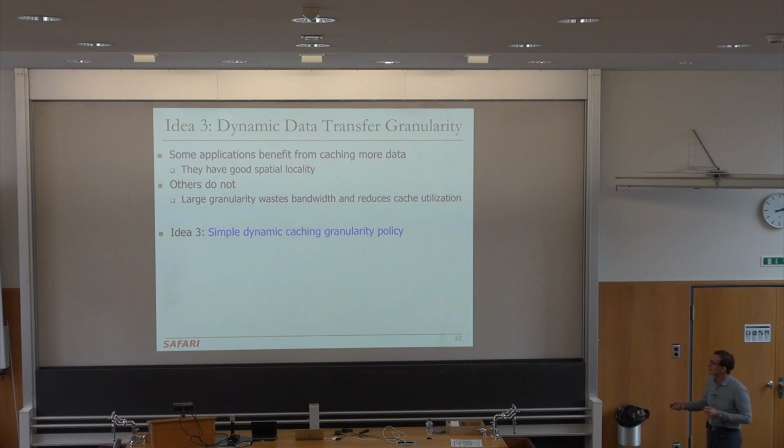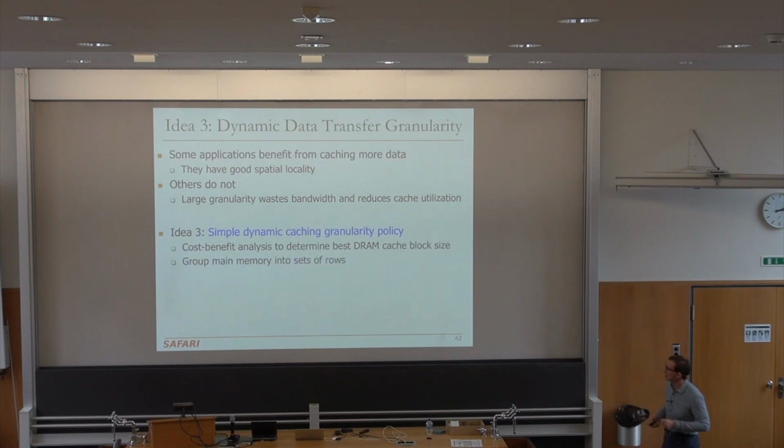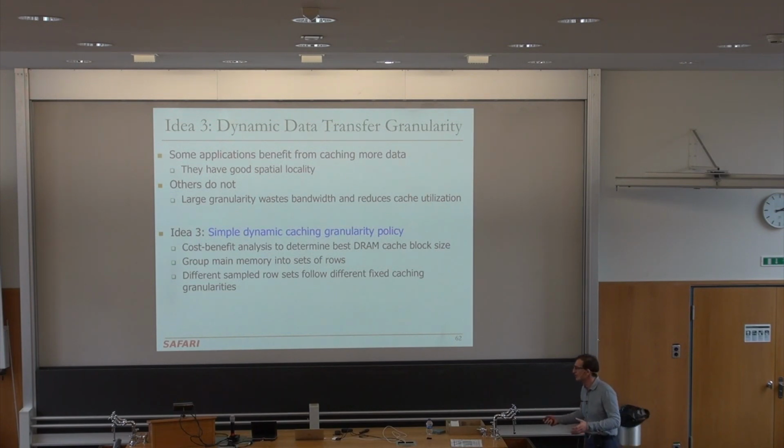So basically, this third idea is to have a simple dynamic caching granularity policy. I'm not going to go into the detail of it, but essentially, there's a cost-benefit analysis to determine the best DRAM cache block size that the DRAM cache should follow. And we're going to use the idea of set sampling that we discussed much earlier in the lectures. You group main memory into sets of rows. Different sampled row sets follow different fixed caching granularity. Some of them, for example, cache data at 4 kilobyte granularity. Some of them cache data at 64 byte granularity. Some of them 256 byte granularity. But only small sampled row sets. And the rest of main memory follows the best granularity.